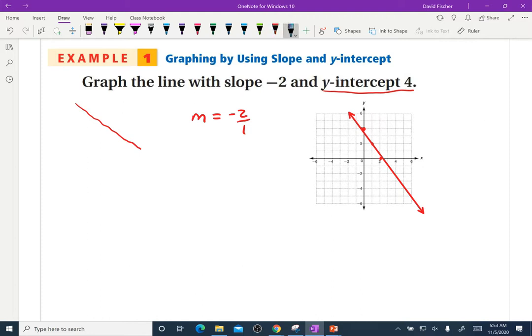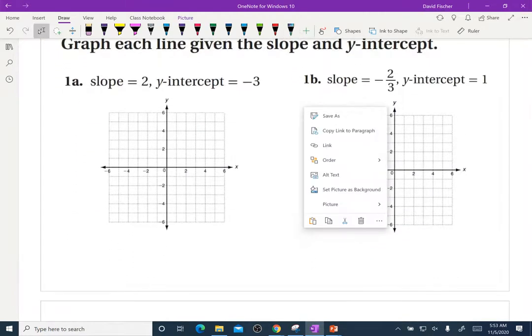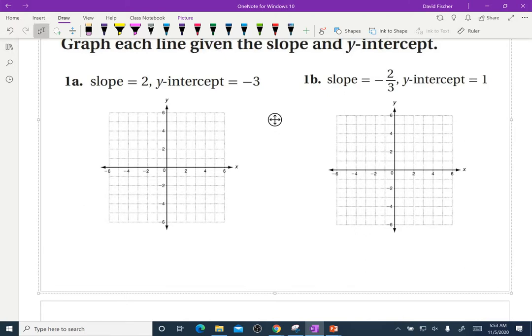Important thing is make sure you have arrows on both ends. And your line should extend out to just a little bit beyond the edge of the graph. All right, not just a little line in the middle. So let's give it a shot here. Do these two, and I have my answers on the next page. So give it a shot, and let's see how we do.